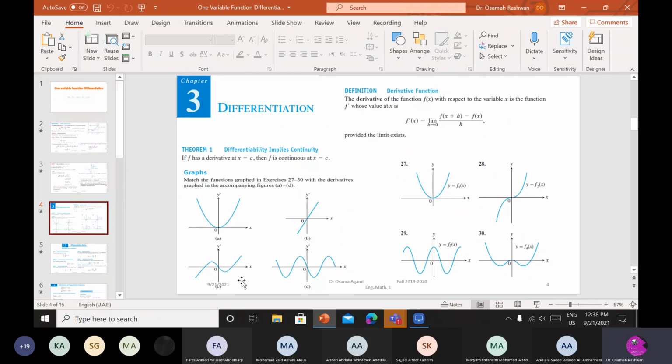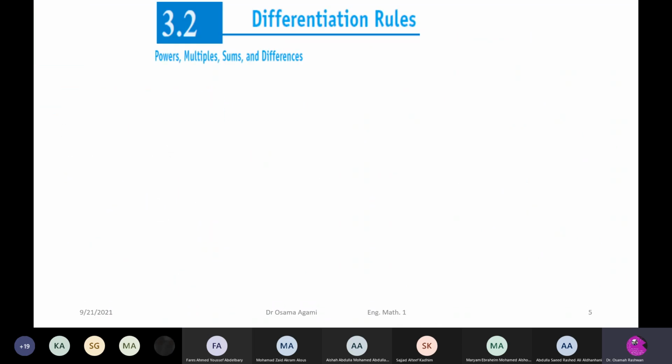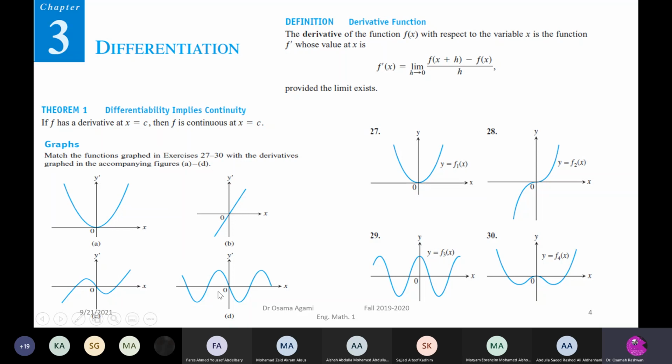Now we have C and D with 29. Look at this one. When I go from 0, my function is going down, right? Okay. So what does it mean my function is going down? It means the slope is negative or positive? Negative. So where is the y dash here from the right to the 0 is negative? D or C? D. And also C is negative here, right? Yeah.